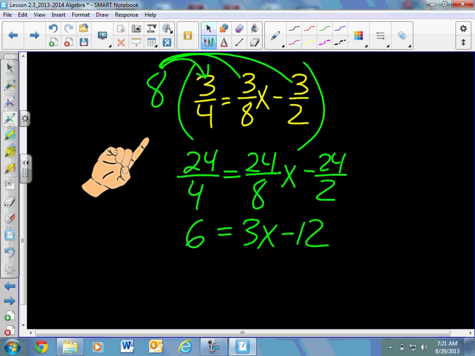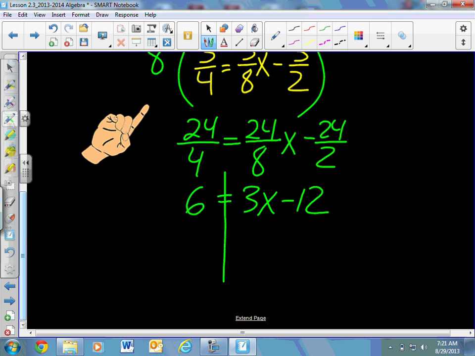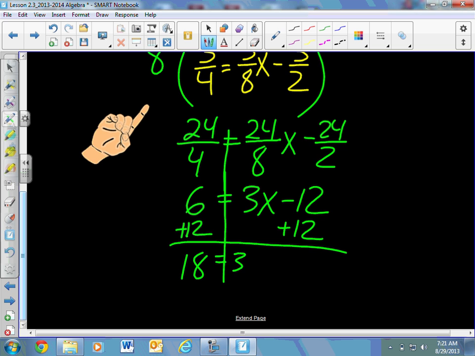Okay? Now what I'm going to do is get rid of the, actually hold on, before I do anything, right? I'm already forgetting to do this part. Draw the line down the equal sign. Okay, get rid of the single number over here, the plus 12. We're at 18 equals 3x.